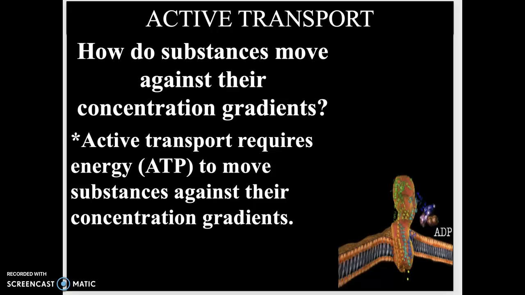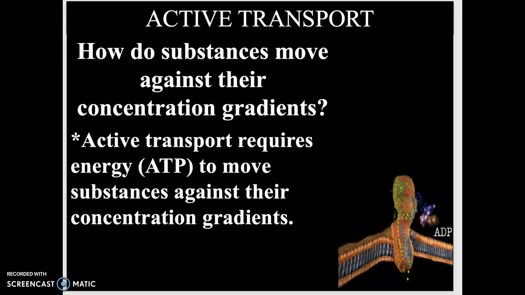For those of you who liked my explanation using perfume in a perfume bottle, it's the equivalent of taking the perfume that's out of the bottle and shoving it back into the bottle. So when we do something like this, we need cellular energy, and that energy is going to be in the form of ATP.